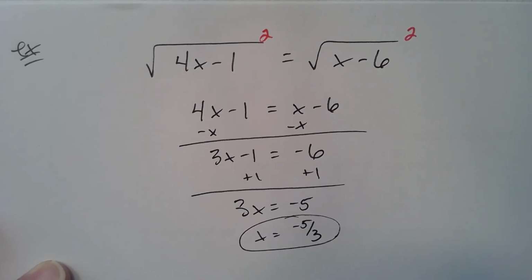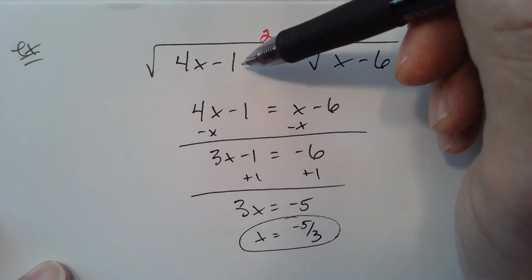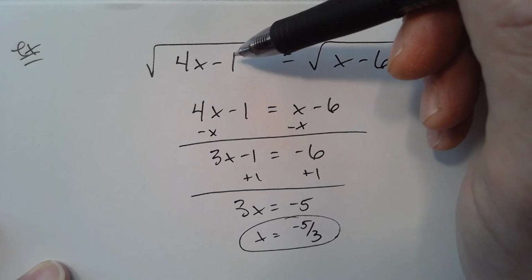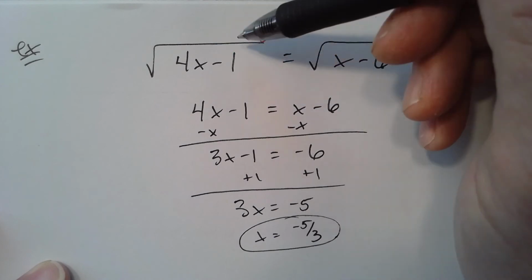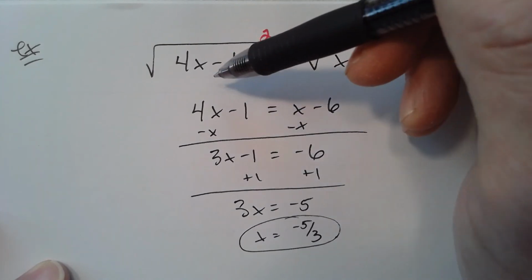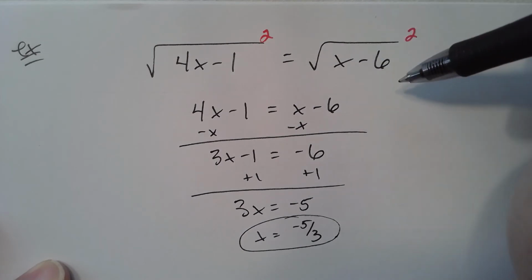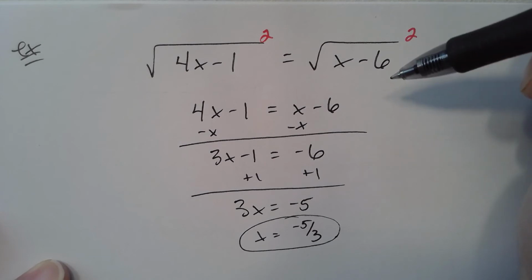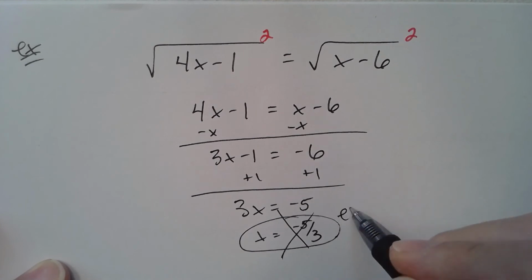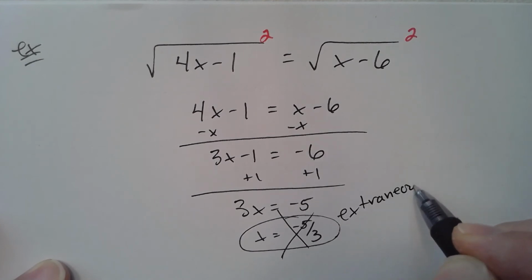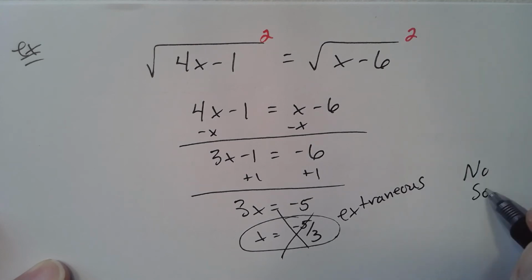Okay. Let's check negative 5/3. 4 times negative 5/3 is negative 20/3. Minus 1 is negative 23/3. Okay, so we get a negative number inside the square root, so that's not even a possibility because it's not part of the domain of the problem. Same is true on this side. If I plug negative 5/3 in there, I'm going to get a negative number. And we're in the real number system, so you can't take the square root of a negative number. So this right here is extraneous. It's an extraneous solution, meaning that one actually doesn't exist. So there is no solution that does exist.